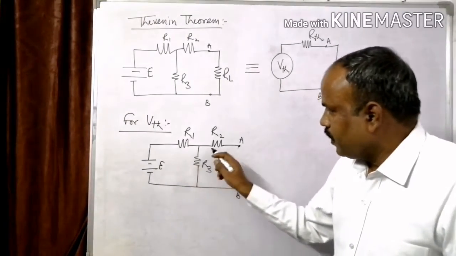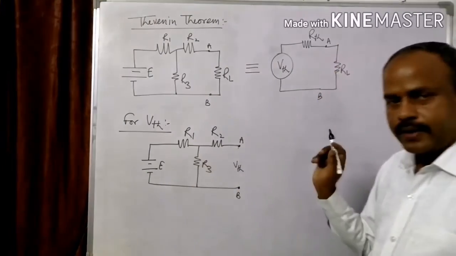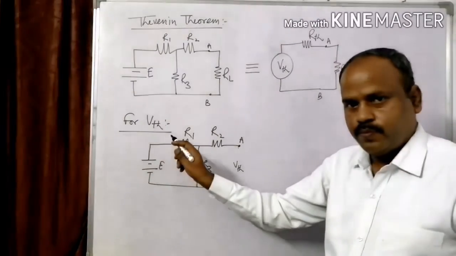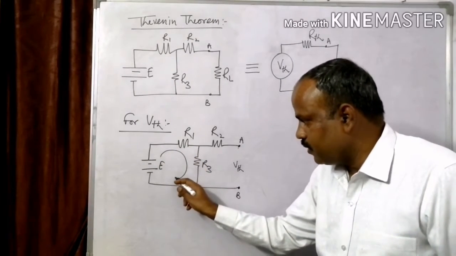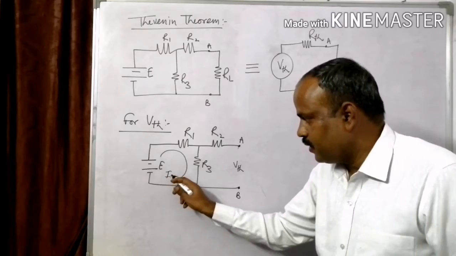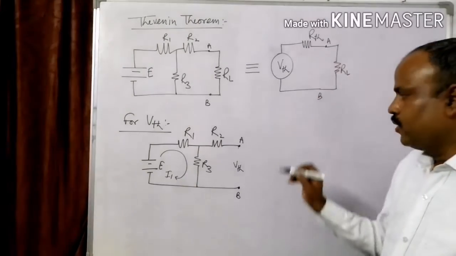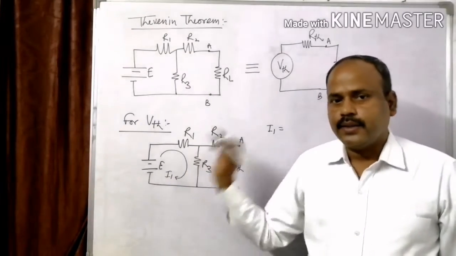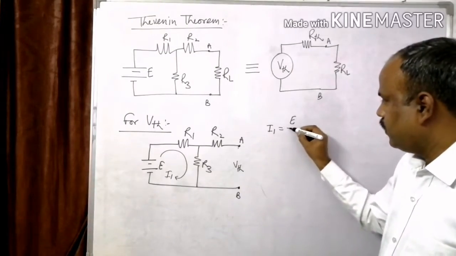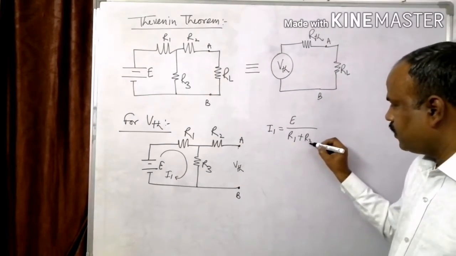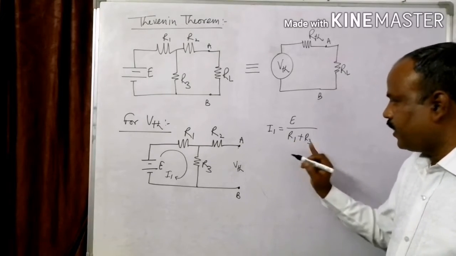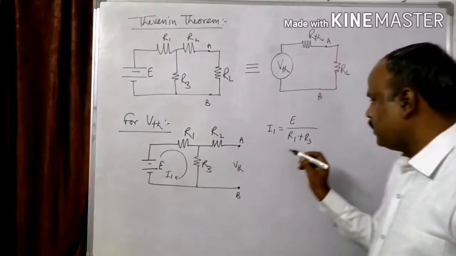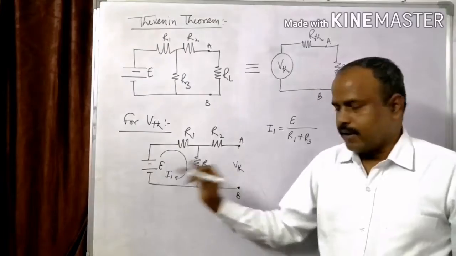This resistance R2 is in an open circuit, so no current will flow through it. This one is a closed loop, which means that current is flowing in this loop. Say the current is I1. So the value of I1 is given by voltage divided by resistances. Voltage is E and resistances are R1 plus R3. These R1 and R3 are connected in series. So this will be the value of current passing through this circuit.